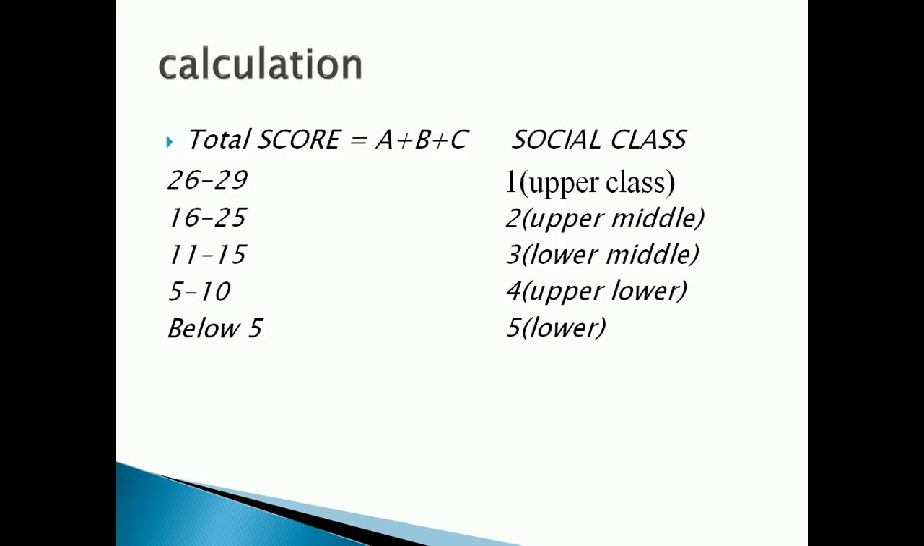Then coming to the score calculation, the final calculation. We have to add all three points: education, occupation, and income, so the total is A plus B plus C. If the score comes under 26 to 29, that is the highest, the upper class. If 16 to 25, upper middle class. 11 to 15, lower middle class, and below 5, lower class. We have to classify like this using the modified Kuppuswamy scale, used in urban areas. See the summary.